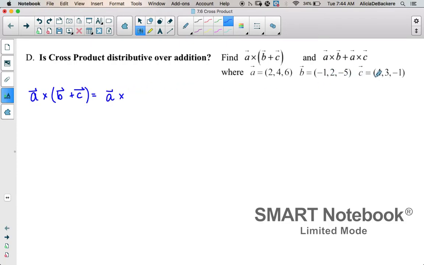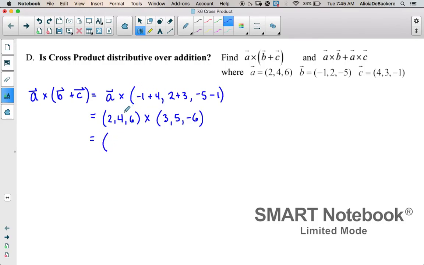To add two vectors, you just add up the corresponding x values, y values, and z values. So we're going to have -1 plus 4, 2 plus 3, and -5 plus -1. And so we end up with our A vector is 2, 4, 6 from right here. And then I'm crossing that with the vector 3, 5, and -6. So we're going to go through our cross product formula from above, and again, if you like, you can write out the steps and do the crossing off to the side. I would encourage you to pause the video and try that on your own, just to see how you're doing.